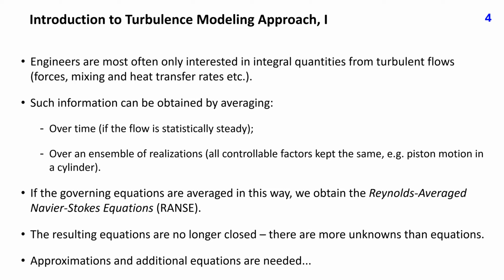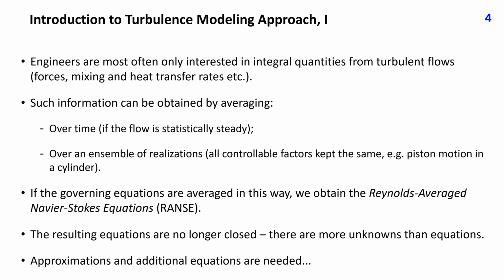Two kinds of averaging are used in turbulence research: averaging over time, if the flow is statistically steady, or averaging over an ensemble of realizations in which all controllable factors are kept the same, for example, unsteady flow in a cylinder driven by piston motion.